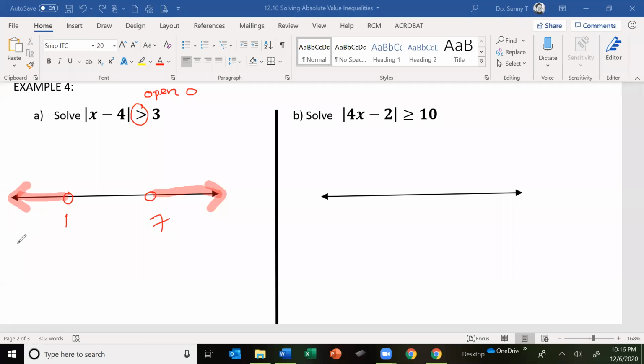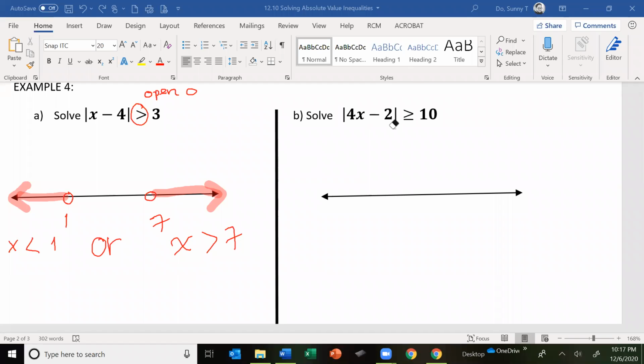To the left means less than, and to the right means greater than. Again, they cannot be at the same time on the same interval. So it's going to be an or, okay? Either less than 1, like any point right here, or it's going to be greater than 7. Cannot be both. So you've got to put or. You cannot combine them, okay?